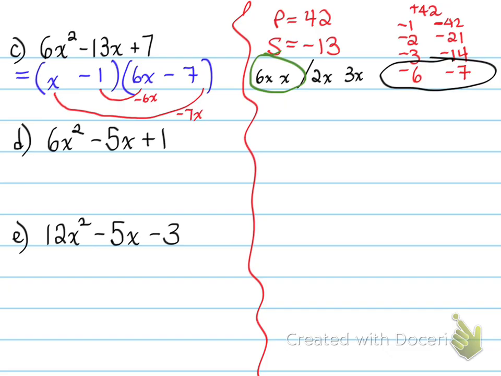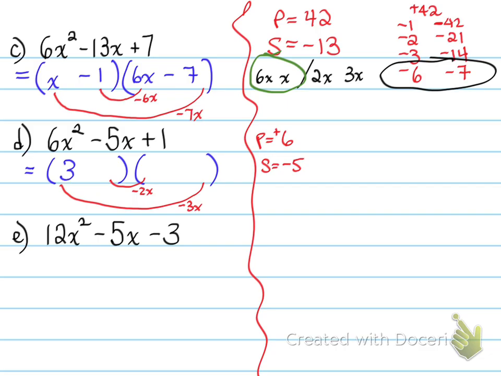Next one, 6x squared minus 5x plus 1. Break it up. My product is going to be positive 6. My sum is going to be negative 5. Look for the combos that work. That is negative 2x and negative 3x. Those are my combos that work.